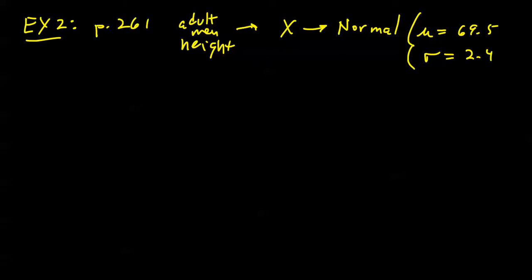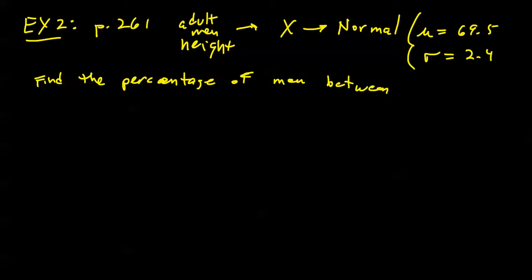Alright, we have to find the percentage of men, or the probability really, that men satisfy the height requirement. Now, the height requirement is between 62 and 73 inches. Let me write this down. Find the percentage or probability of men between the height requirements of 62 inches and 73 inches.